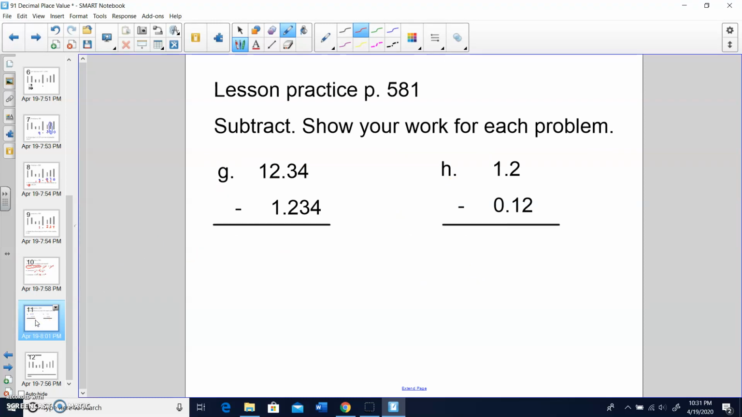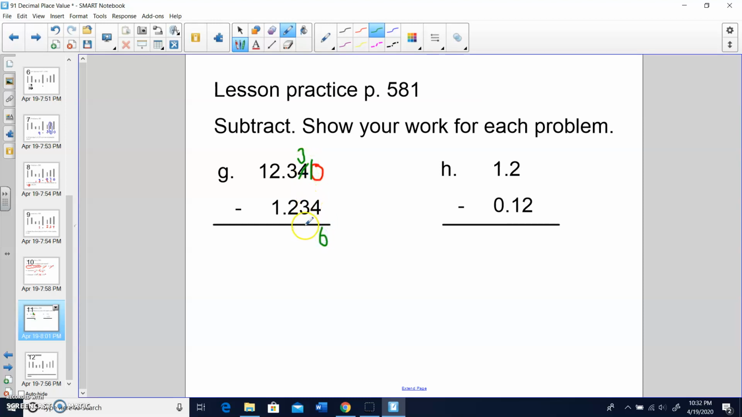Okay, G, subtract and show your work for each of these problems. Okay, so here we go. We have 12 and 34 hundredths minus 1 and 234 thousandths. Okay, go ahead and try it. I'm going to hold this 0 here so that I know that I'm taking 4 from 0. Okay, 0 minus 4, well, I can't do that, so I have to borrow from the neighbor. This 4 now becomes a 3, and I'm bringing 10 over here. So now instead of 0, I have 10. 10 minus 4 is 6.